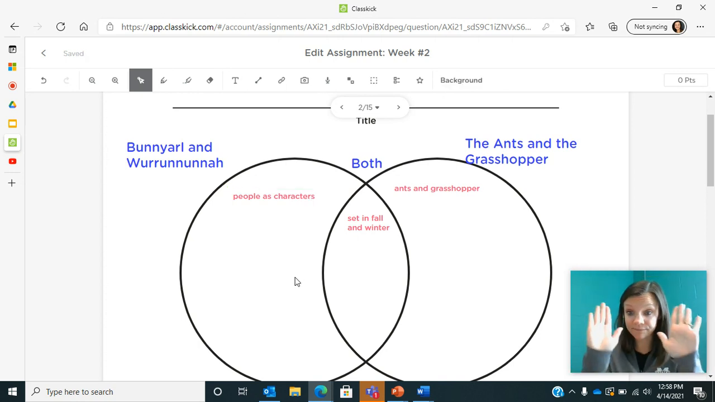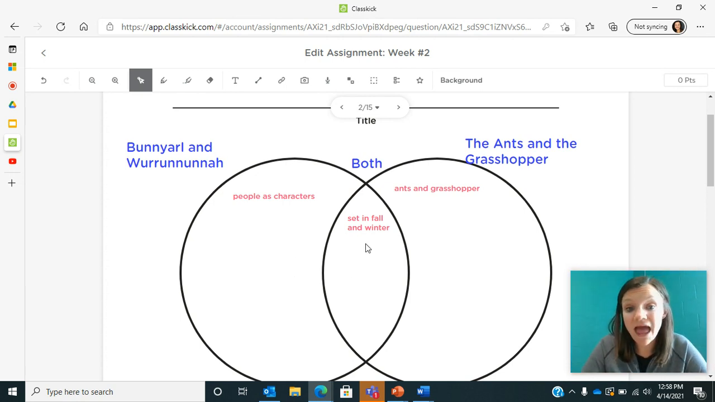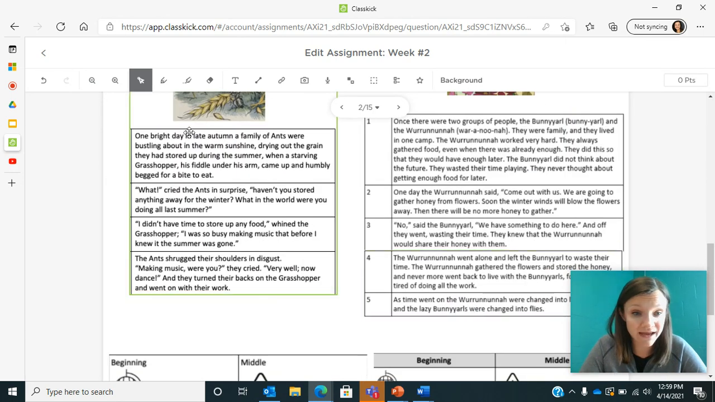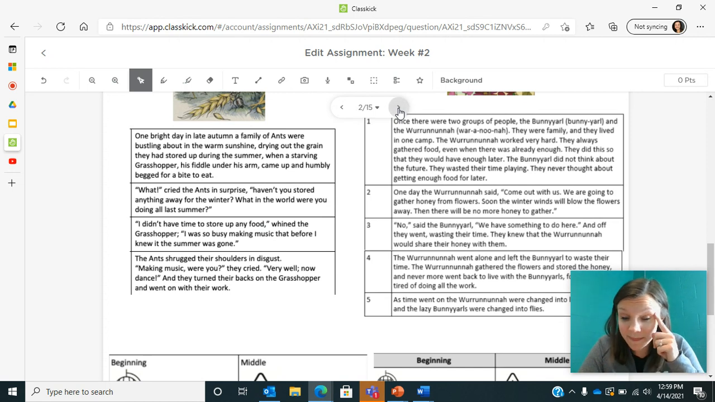And I'm going to let you keep these answers on there. I want you to add on to my Venn diagram. How are these two stories the same? How are they different than each other? Remember, scroll down to find the stories if you forgot them.